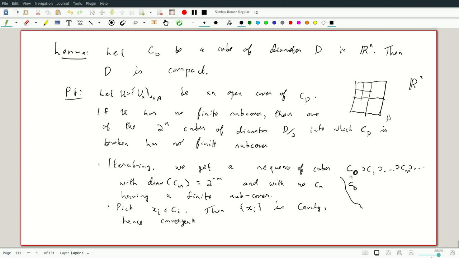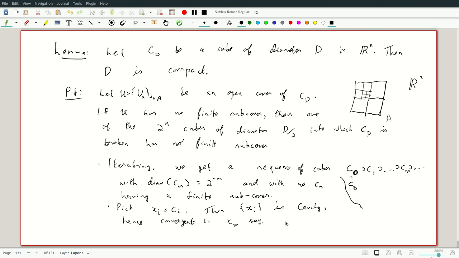This is because after a given time, you are inside a subset of diameter 2 to the power of minus capital N. If you take after capital N steps, any two points inside this, later points are inside even further cubes. So this is a nested sequence. So you are always very close to yourself. So you are Cauchy, and hence you are convergent, say, to x, say.